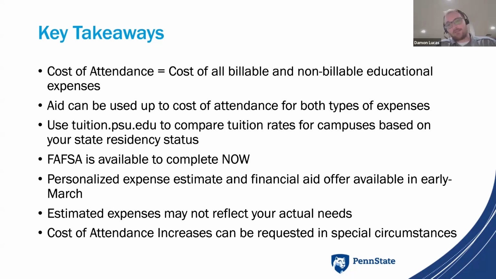FAFSA is available now. So again, you can do the 26-27 FAFSA. And if you are a summer admit, you'll do the 25-26 because summer is actually the end of the academic calendar year. So if you're a fall admit, you'll do 26-27. If you're a summer admit, you'll do 25-26. Personalized expense estimates and financial aid offers are available in early March.